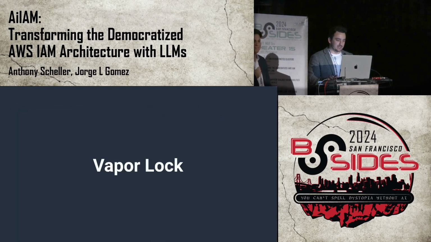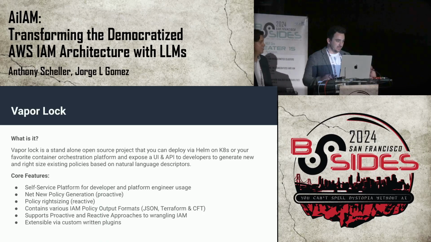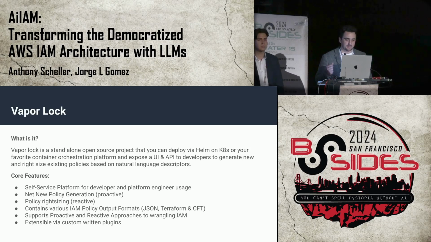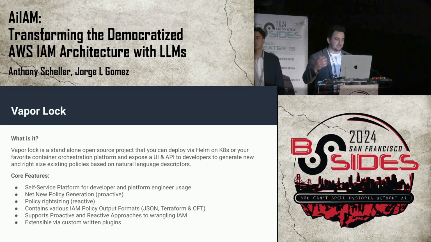Let's take a look at VaporLock. So what is it, right? VaporLock is a standalone open source project that you can deploy via Helm on your Kubernetes cluster or your favorite container orchestration platform using Docker Compose. And you can expose this service, the UI and the API, to developers in order to generate new and right-size existing IAM policies based off of natural language descriptors. And we'll get into why this is important later on.